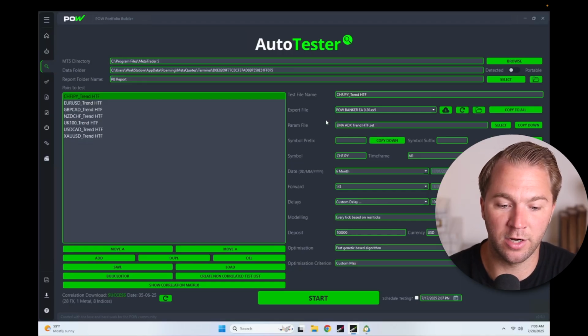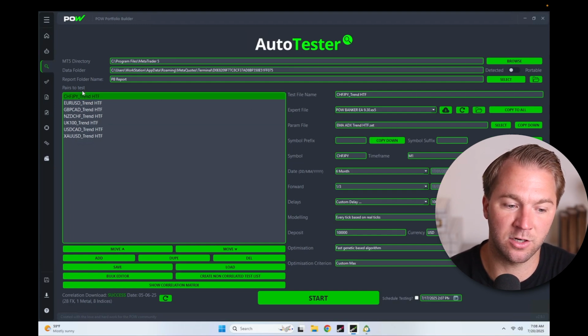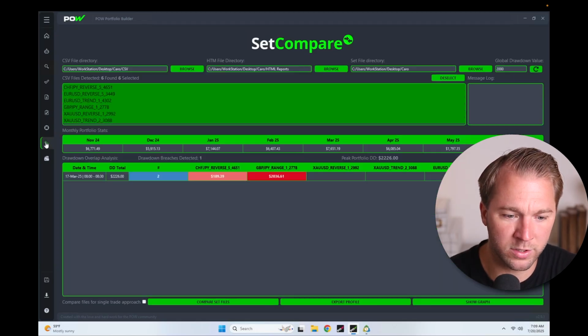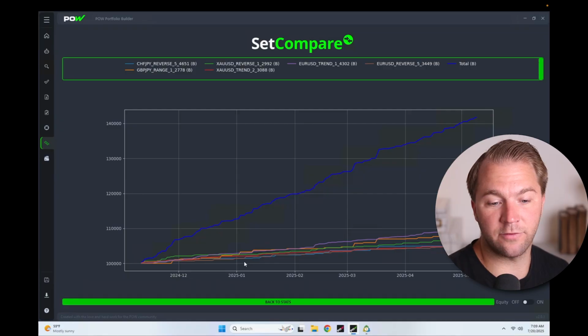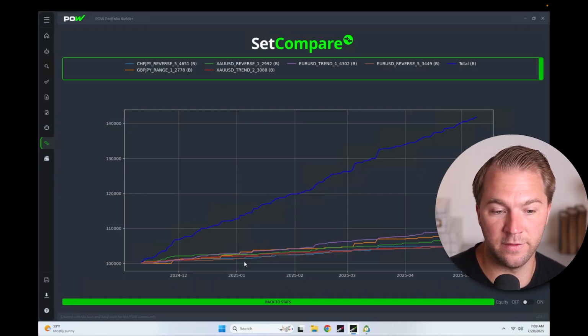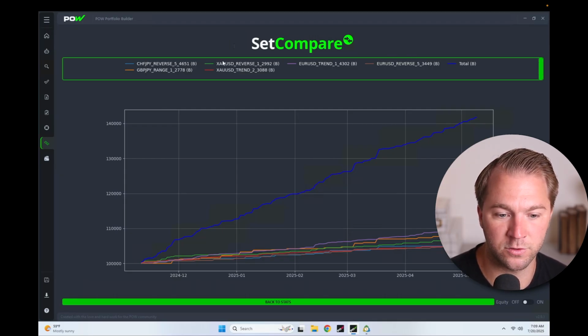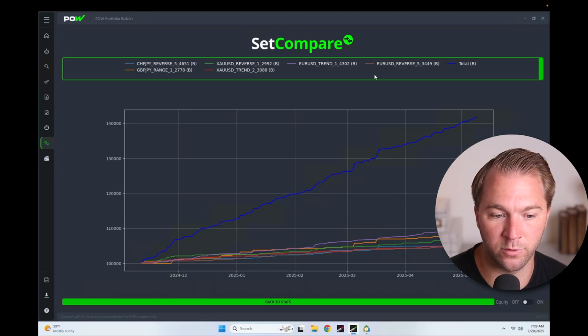But essentially what you've done is you've created what's called a parameter file that you're going to load in here, and it's going to use that parameter file to run a series of tests across a bunch of different pairs. And then once those tests are complete, you'll be able to see a graph of all of the different set files that were created. So in this example, the test that I ran actually gave me results across 1, 2, 3, 4, 5, 6 different pairs. It actually looks like 4 pairs. There's 2 gold and 2 Euro USD that have repeated.